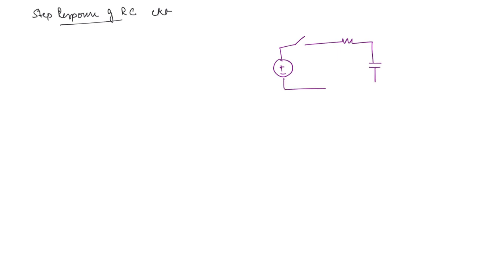Step response of RC circuit. So you can draw the circuit. You can either draw it with a switch like this. This voltage we can take as Vs. This is R and C. The subscript S you are using to indicate source. So this you can take as switch closing at 0. Otherwise you can represent it as Vs u of t. Either way it is going to be the same thing.